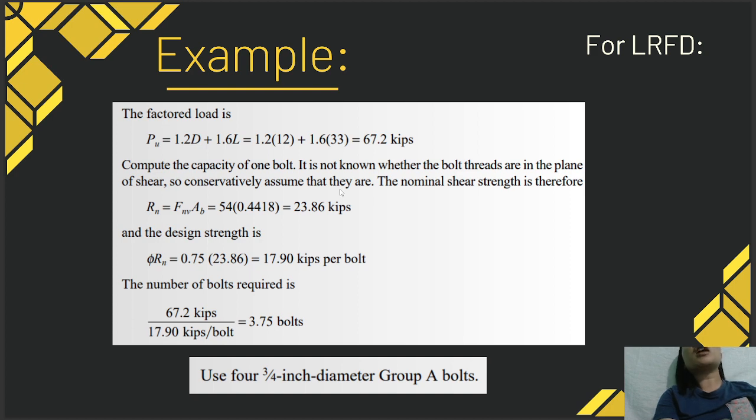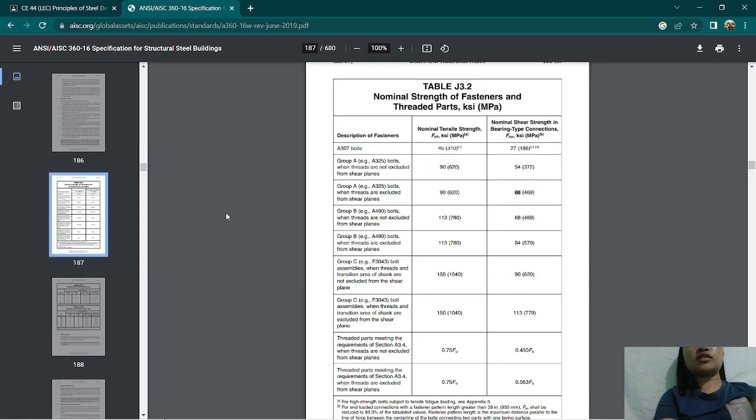Then we also compute the capacity of one bolt. It is not known whether the bolt threads are in the plane of shear, so conservatively, assume that they are. As I said, if the problem does not indicate whether the bolt threads are in the plane of shear or not, we just assume that they are. So the nominal shear strength is Rn equals Fnv times Ab. We will use the Fnv value for threads in the plane of shear, which is 54. We will not use the 68.